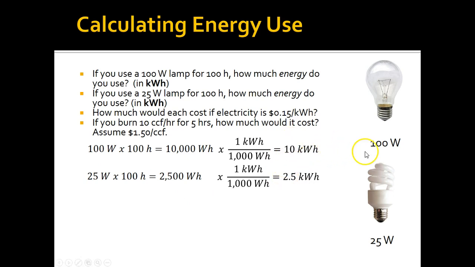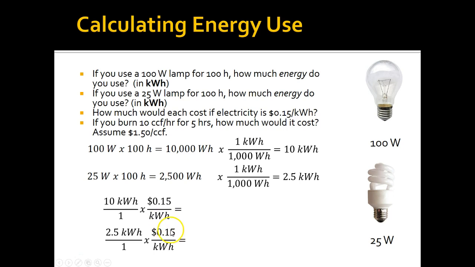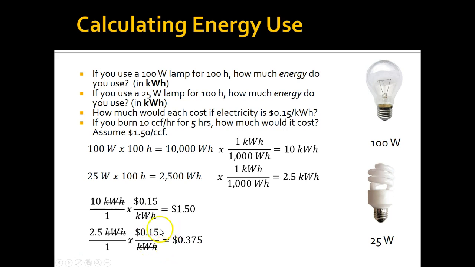Okay, so let's think about how we figure out how much these would cost. Assuming we have 15 cents per kilowatt hour, I want you to treat it just like another conversion factor. So we have 10 kilowatt hours times 15 cents per kilowatt hour, and 2.5 kilowatt hours times 15 cents. The kilowatt hours cancel out, and you're left with dollars. So it's $1.50 versus 37.5 cents. This is set up just like any other unit conversion problem. Again, it costs 4 times as much to run something that uses 4 times as much power.